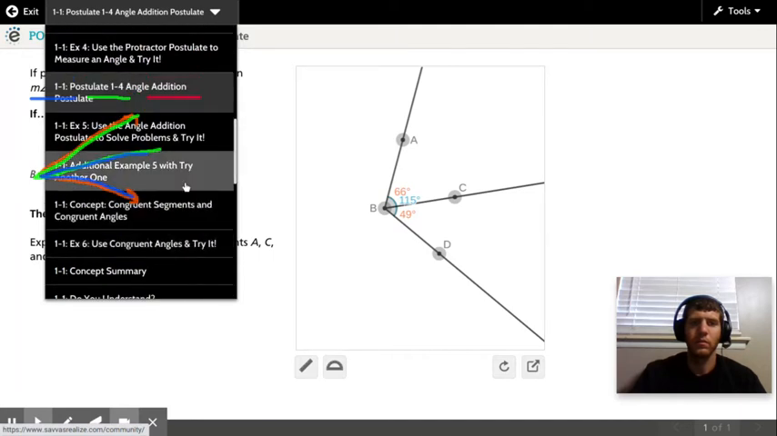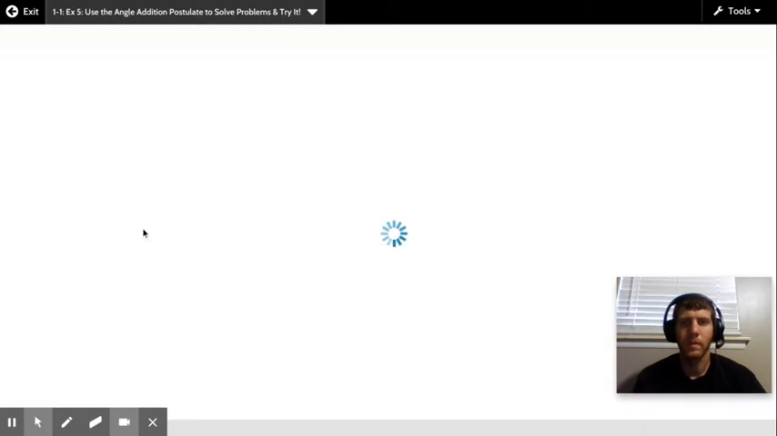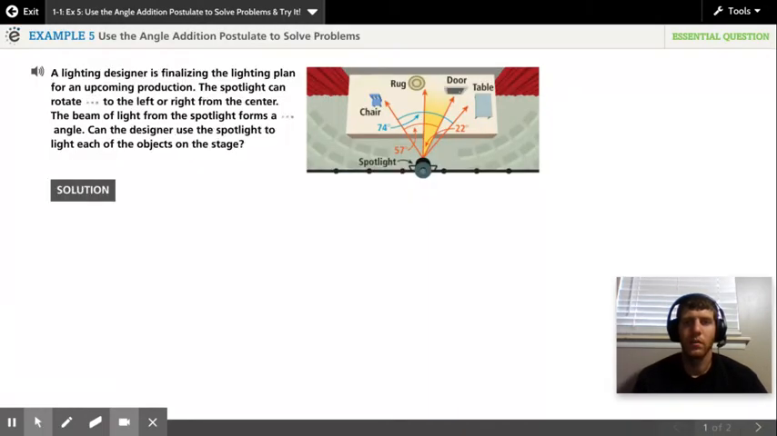So example 5 here. All right, a lighting designer is finalizing the lighting plans for an upcoming production. The spotlight can rotate 25 degrees to the left or the right from the center. The beam of light from the center forms a 22-degree angle. Can the designer use the spotlight to light each of the objects on the stage?